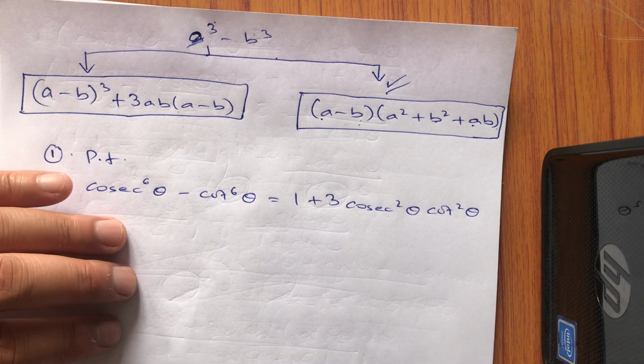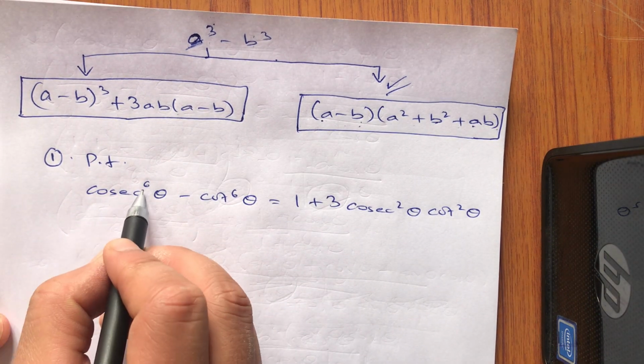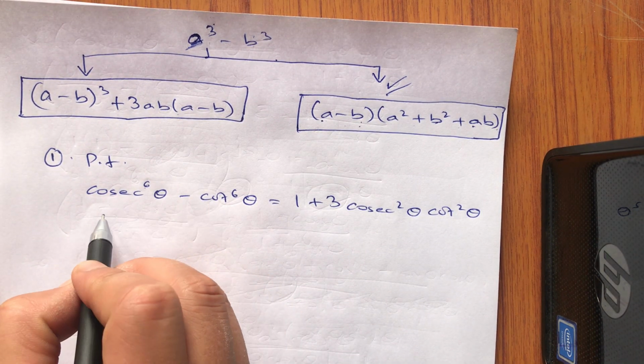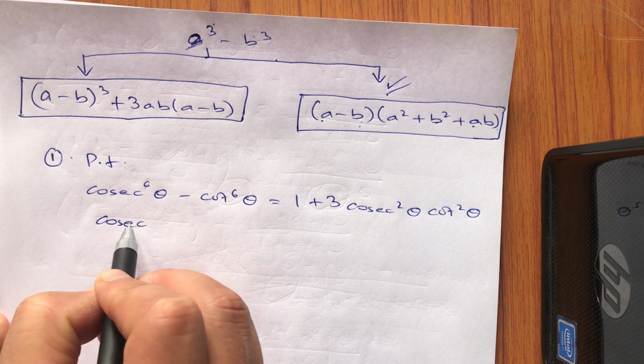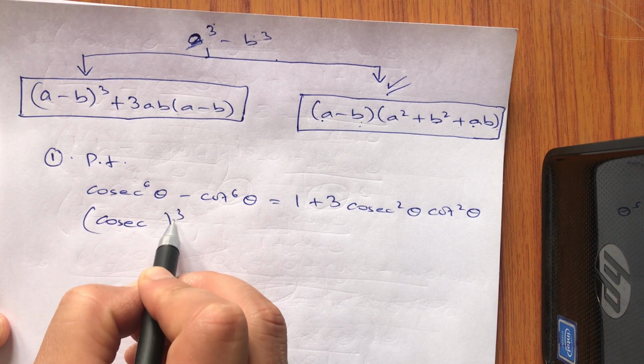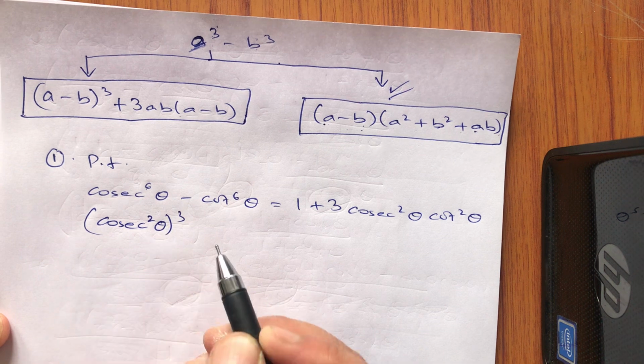So similarly, now if I have to solve this, what will I write? So this is 6. If I want to convert it into a cube form, I'll write it as cosec, and then I write a cube, so it will be 2 cosec square cubed.